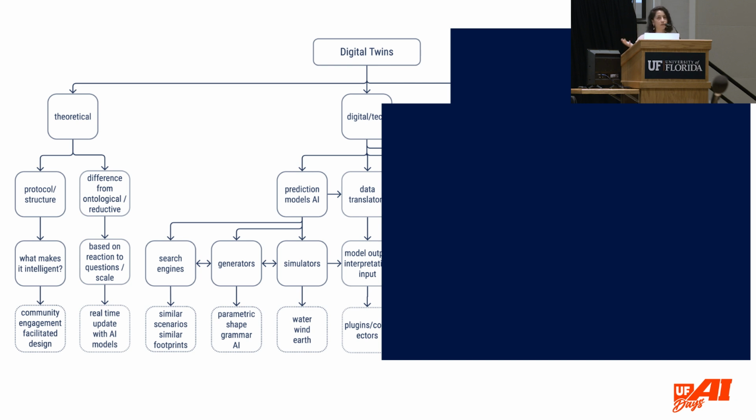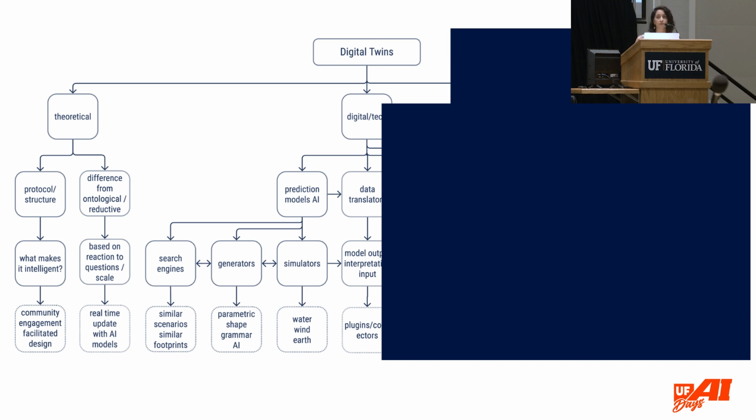And then as well, if you go to the digital or technological realm, there are, as I suggest, 4 ways to use technology. The first way to use it is by working with predictive models or artificial intelligence models, using search engines, generators, or simulators. These are the 3 ways that I can see that you can use AI in digital twins.